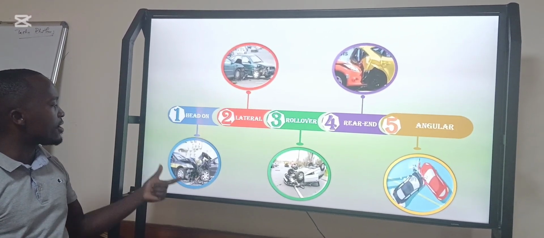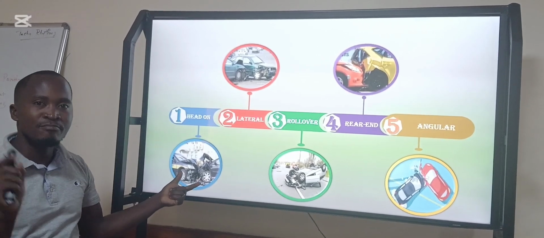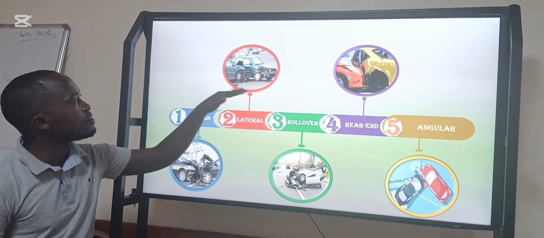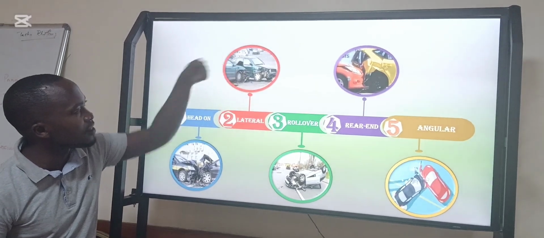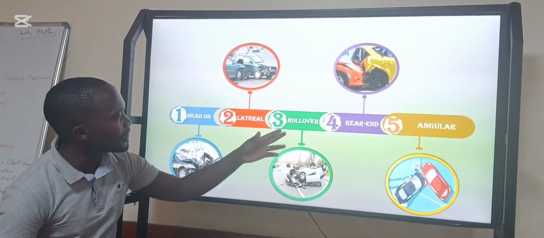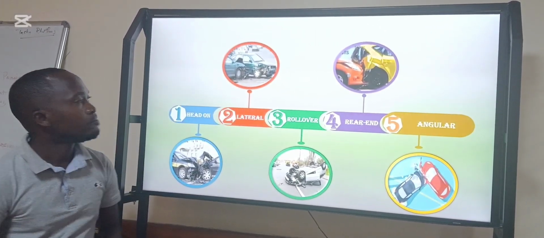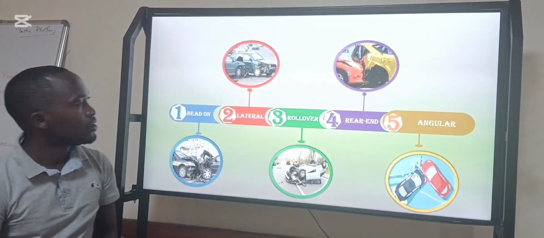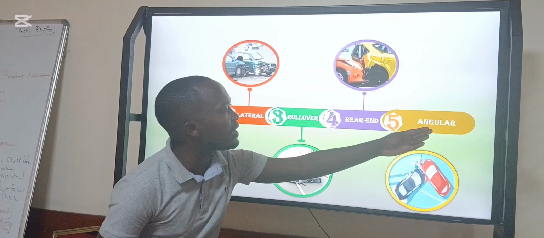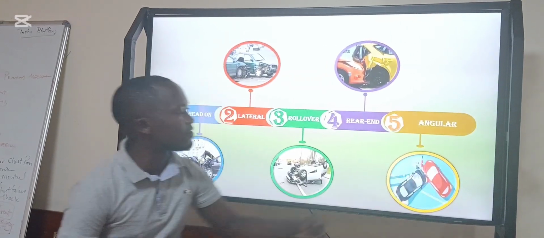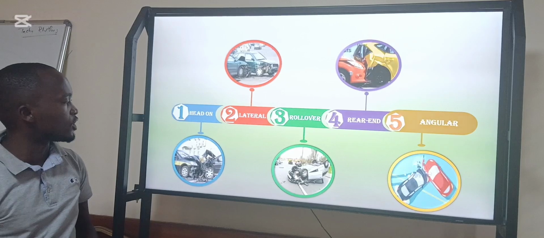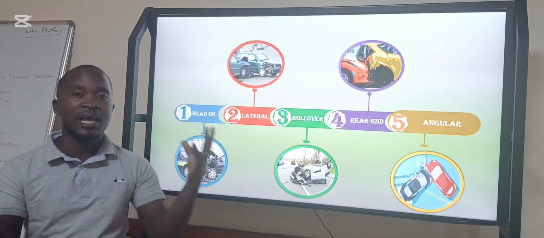Okay, number 1 is the head-on impact or head-on crash. Number 2, we have the lateral impact, as you can see the angle of that vehicle. Apart from that, we have the rollover impact. We can also have the rear end crash. And apart from that, we have the angular impact, as you can see the vehicle is being hit at an angle, and that will make the vehicle rotate. Those are the 5 main types of crashes.